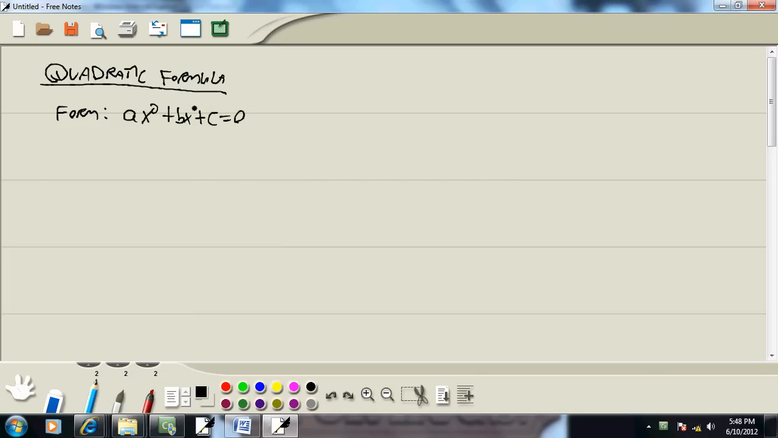Typically, a, b, and c are numbers. A is never a 0, but a, b, and c don't have to be numbers. Now, if it's in that form, then you can write your answer directly and then do a little bit of simplifying. x is equal to negative b plus or minus square root of b squared minus 4ac all over 2a.